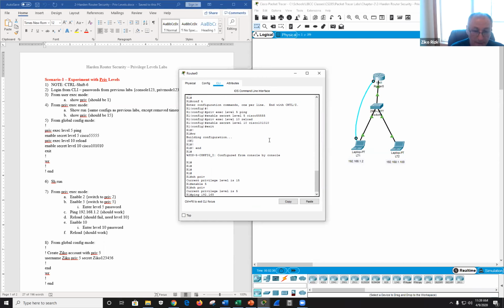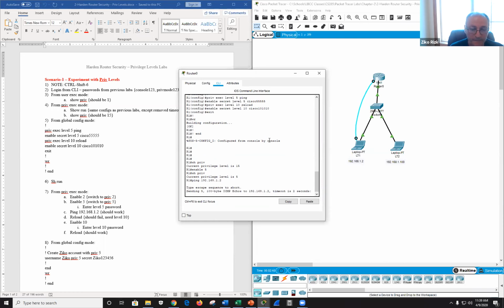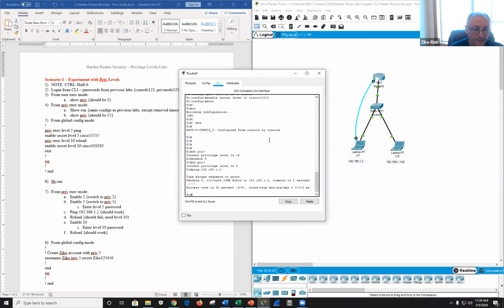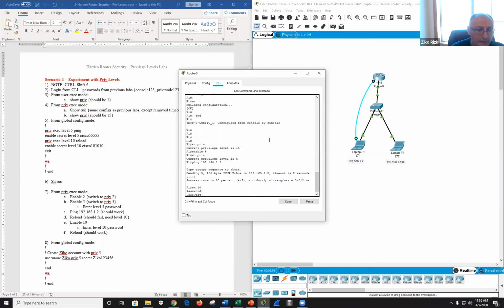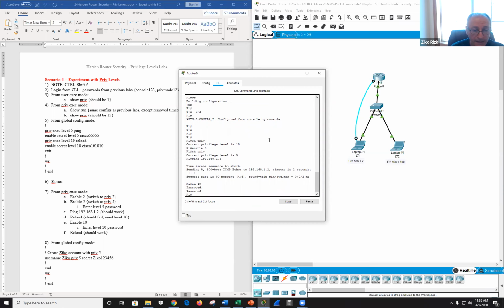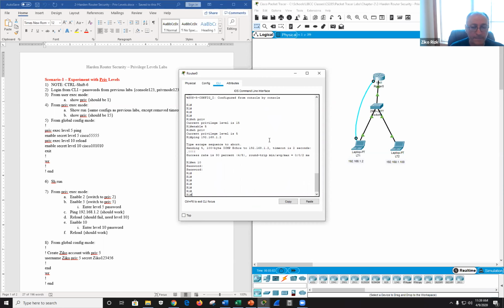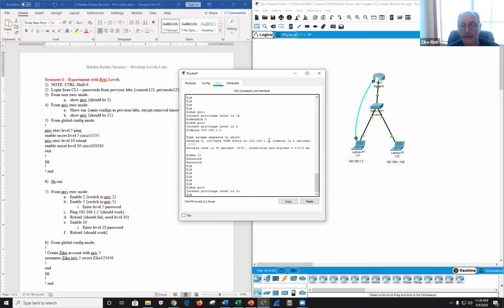I can ping. And enable 10, password Cisco 10 10 10. Okay. And show priv, and I'm in priv 10.